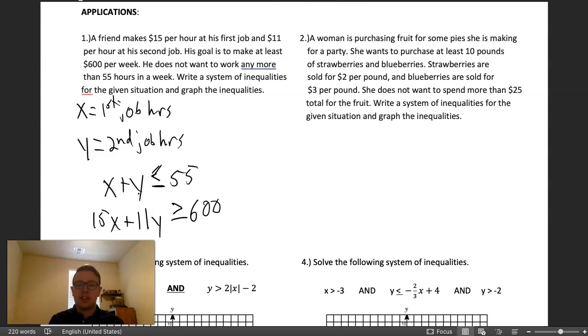Now, how are we going to graph this? We need to get both of these into y equals mx plus b form, and then we'll graph it in our calculators. So let's go ahead and get these into slope-intercept form. The first one becomes y is less than or equal to minus x plus 55. And the second one is going to become y is greater than or equal to 15 over 11 x plus 600 over 11. Let's go ahead and graph this.